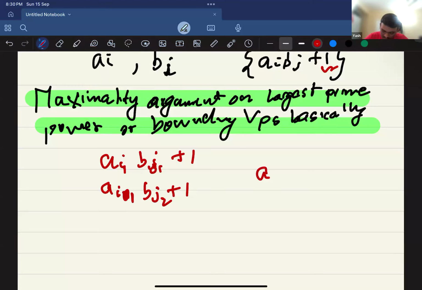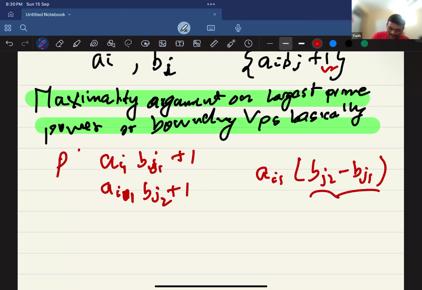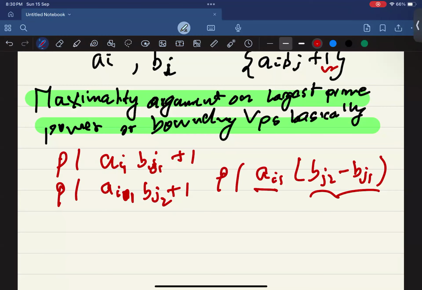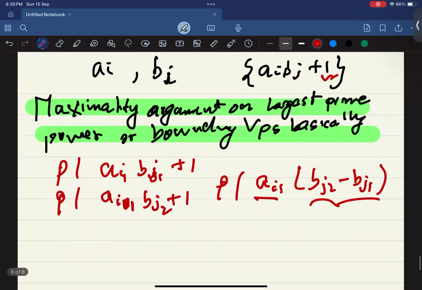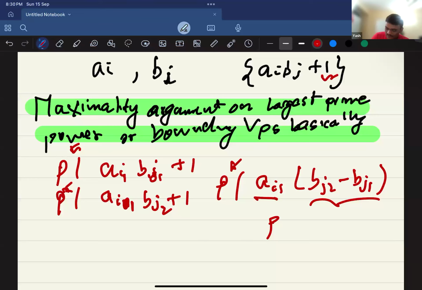Okay, actually, I'll write this as A_{i1}. Then you factor this out as B_{j2} minus B_{j1}. If a prime divides both of them, all of you agree? A prime cannot divide this, as I just stated, because of this plus one. Not a prime power either. So a prime power must ultimately divide B_{j2} minus B_{j1}. You all see this?